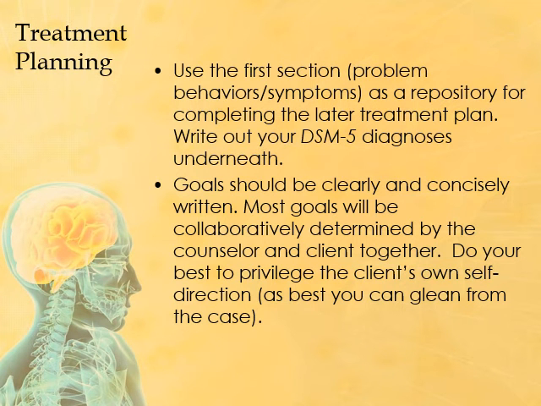So, when writing up treatment planning, the first section, which you'll see from your CCDTP template, or Case Conceptualization, Diagnosis, and Treatment Planning template, has a section 2, which begins with problems, behaviors, or symptoms. This is essentially a repository for completing the later treatment plan. You're just listing out symptoms that you're going to be addressing. Underneath, you write your DSM-5 diagnoses. Goals should be clearly and concisely written when you get to the third section, which is starting to articulate a brief treatment plan for the case. You begin with goals. You would go through goals A, B, and C.